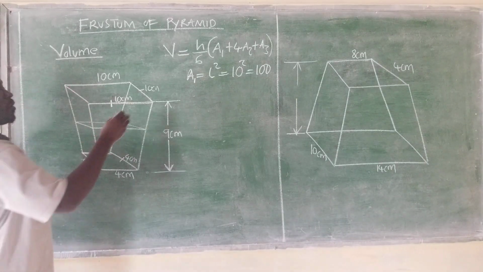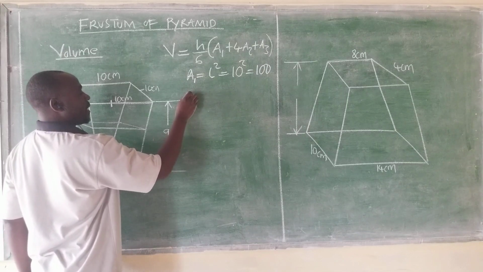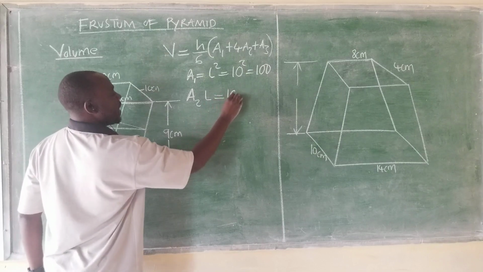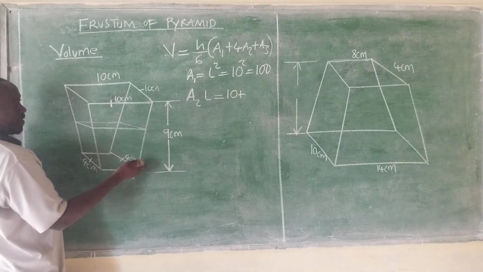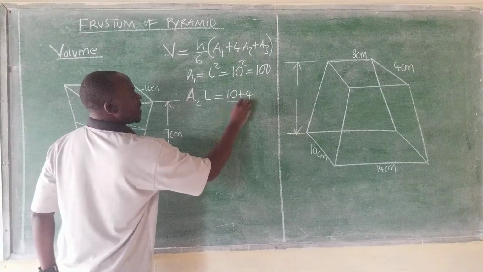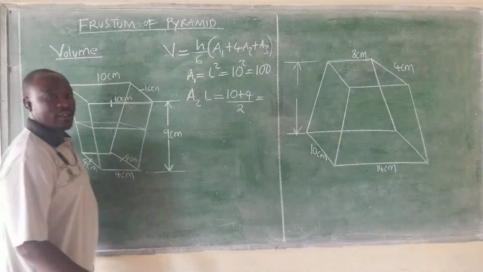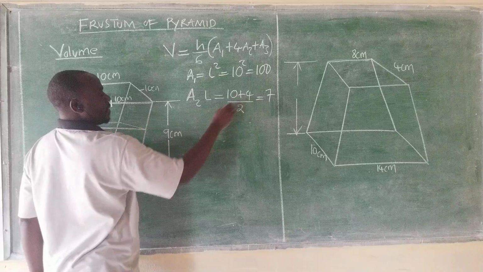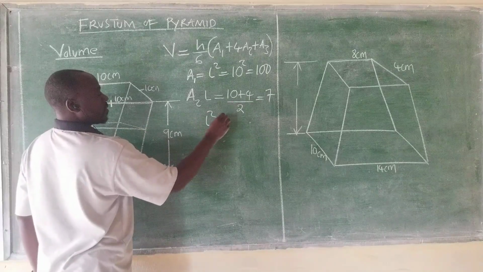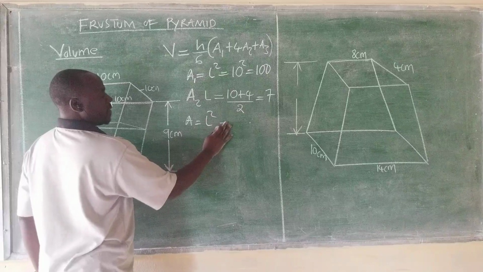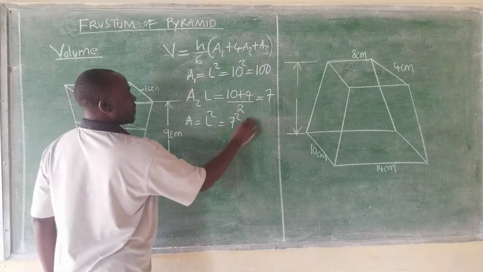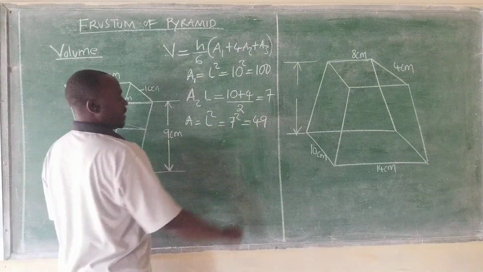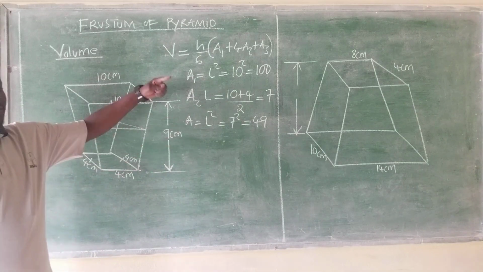So we are talking about area 2 now. The length is going to be 10 plus the distance here, which is 4. Then we divide this by 2. What's the answer? 7. Perfect. So the length for area 2 is 7. Area 2 is equal to L squared, which is equal to 7 squared, which is 49. So we are done with area 2.